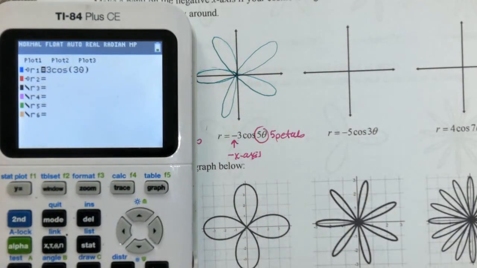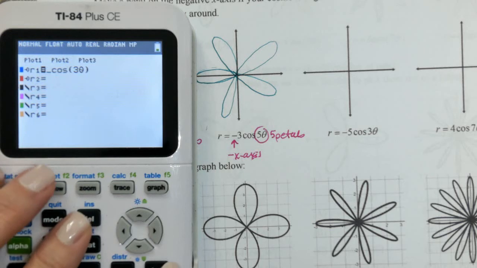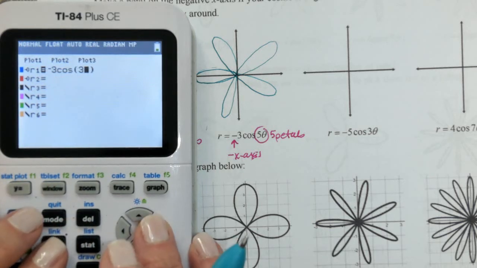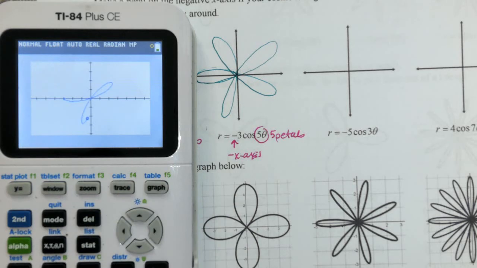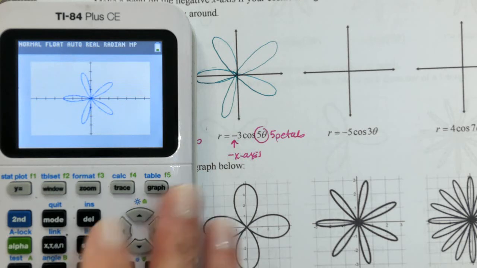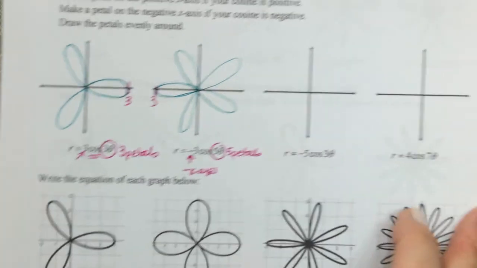So negative 3 cosine 5 theta. And again, it's going over itself because I don't need to go all the way to 2 pi. Okay, not too bad. Alrighty.